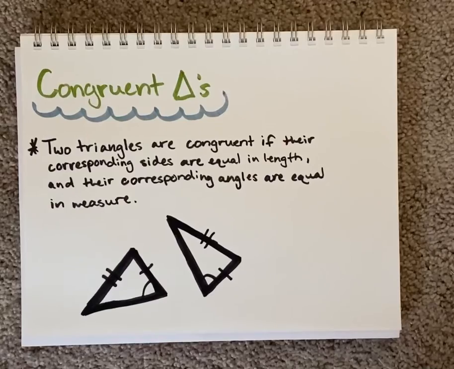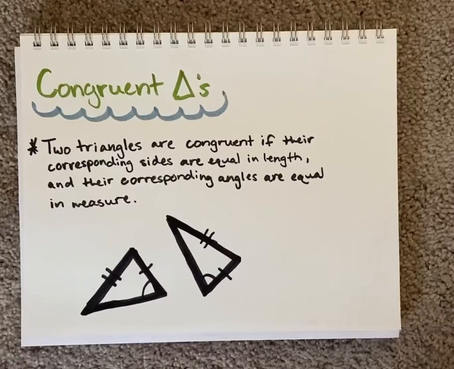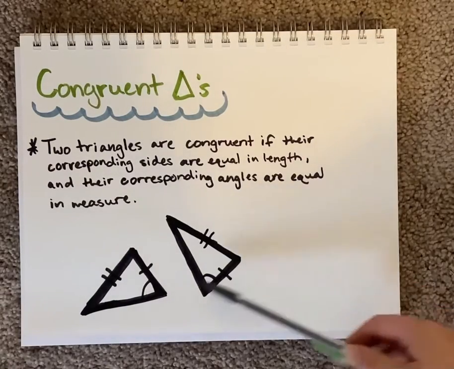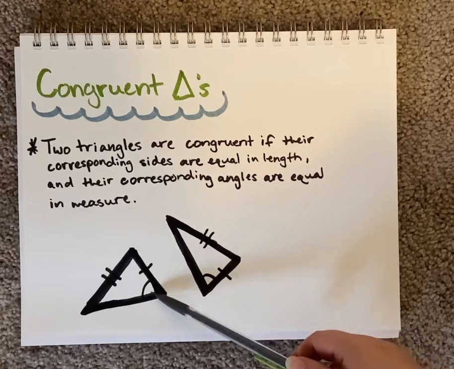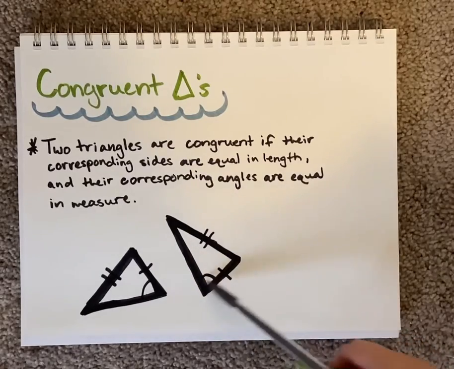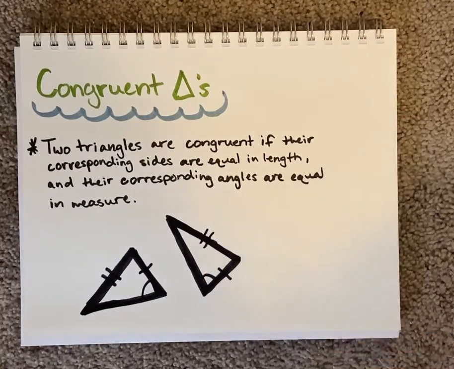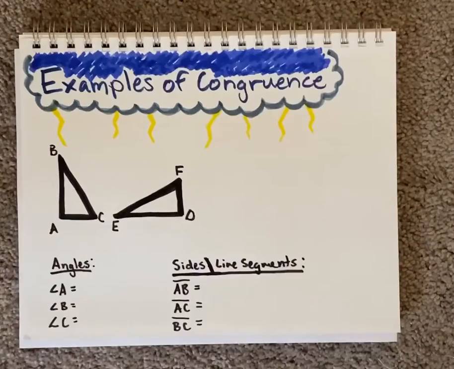Congruent triangles. Two triangles are congruent if their corresponding sides are equal in length and their corresponding angles are equal in measure. As you can see here in our example, the sides on both triangles are equal, and they both have an equal angle as well as the equal sides. So that means that these two triangles would be considered congruent.